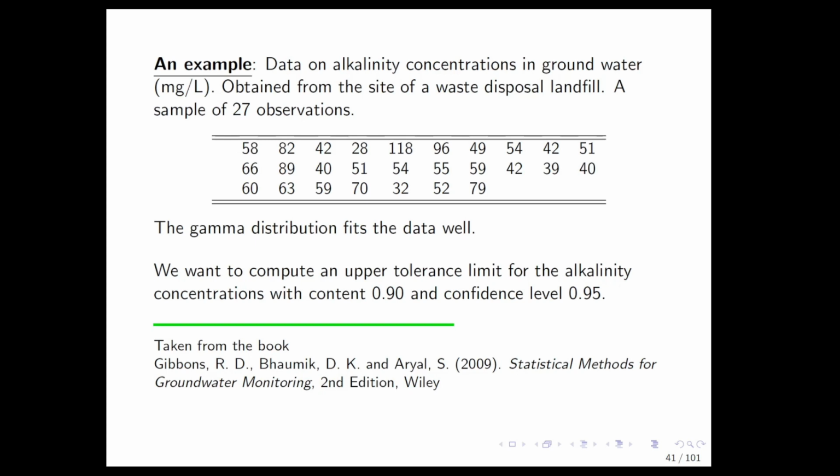You can verify that the gamma distribution fits the data quite well. It's skewed, right skewed, and the gamma is a good fit. So this is alkalinity concentration in groundwater obtained from the site of a waste disposal landfill. You have a sample of 27 numbers.